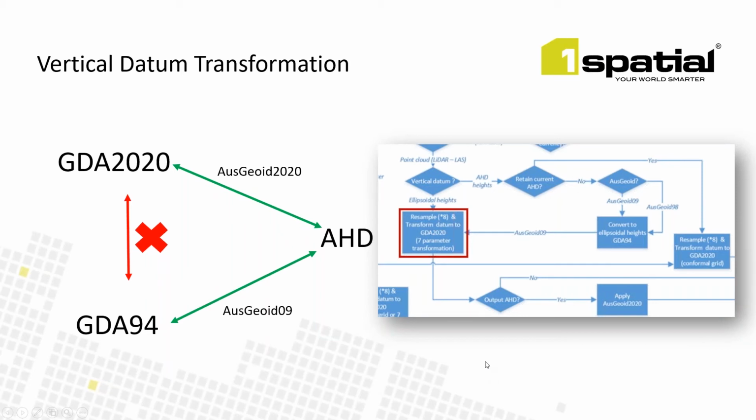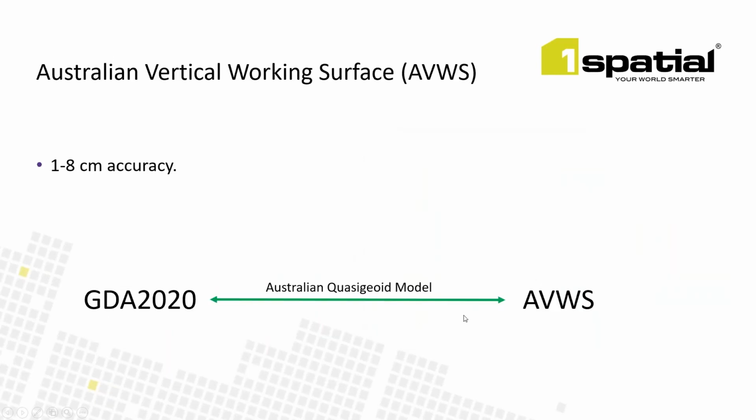Our special consultants team is more than happy to assist you with any issues relevant to data migration from GDA94 to GDA2020. So that's the basics of converting height, and that's all about AUSGeoid2020 and the height module that we use to convert GDA2020 ellipsoidal height to AHD. However, AUSGeoid is not the end of the story.